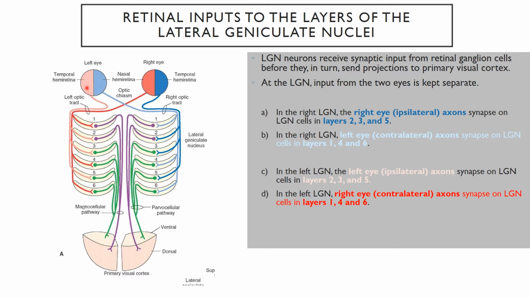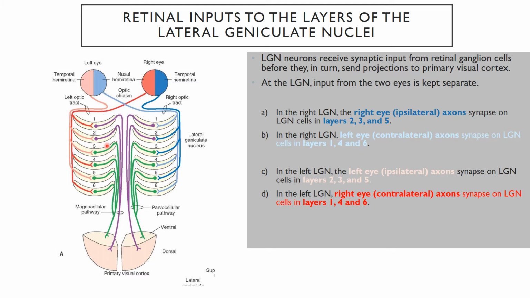The left eye projects to layers 2, 3, and 5. The right eye, which is dark red here, projects to 1, 4, and 6. So the information, of course, it's the nervous system, so it can't be completely logical in order. You've got 1 and 2, and then 3, 4, 5, and 6 where they're interspersed.